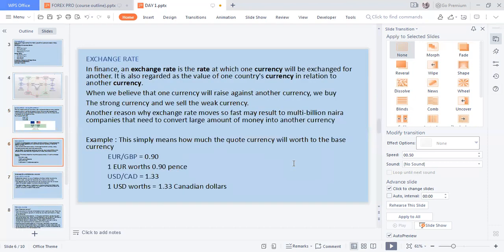The next one is exchange rate. Exchange rate is the rate at which one country's currency will be exchanged for another. It is also regarded as the value of one country's currency in relation to another. When we believe one country's currency will rise against another currency, we buy the strong one and we sell the weak currency. Look at what is happening in Russia and Ukraine. Somehow, what is happening in Russia and Ukraine will definitely affect the forex markets.